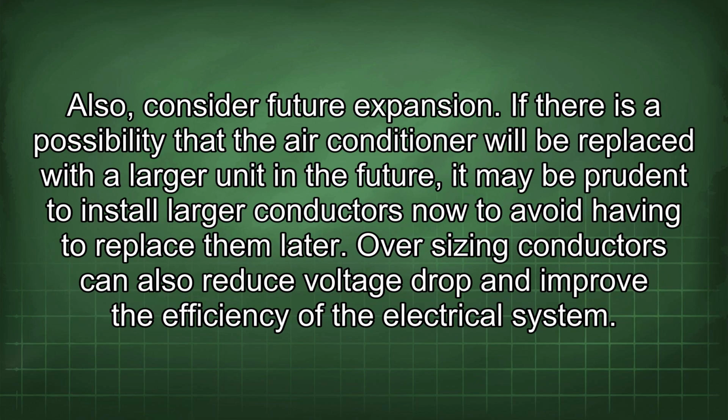Also, consider future expansion. If there is a possibility that the air conditioner will be replaced with a larger unit in the future, it may be prudent to install larger conductors now to avoid having to replace them later. Oversizing conductors can also reduce voltage drop and improve the efficiency of the electrical system.